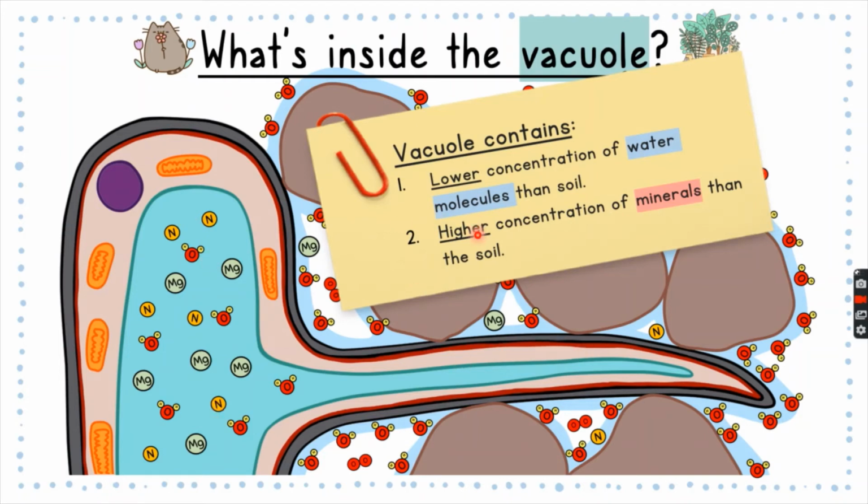vacuole. However, because the plant cells always require minerals, they do store a lot of minerals as compared to in the soil. The soil actually lacks minerals as compared to what can be found inside the vacuole. So the vacuole has a higher concentration of minerals than the soil.